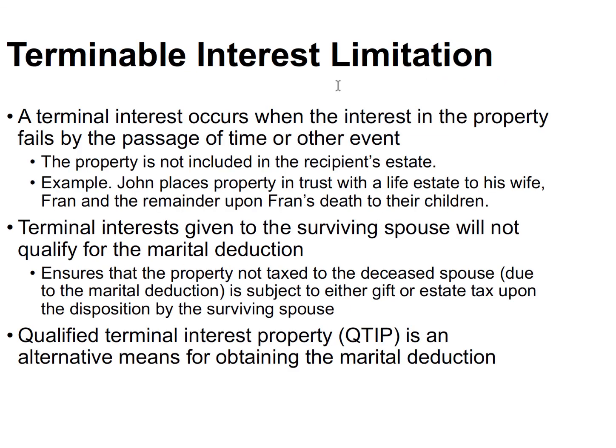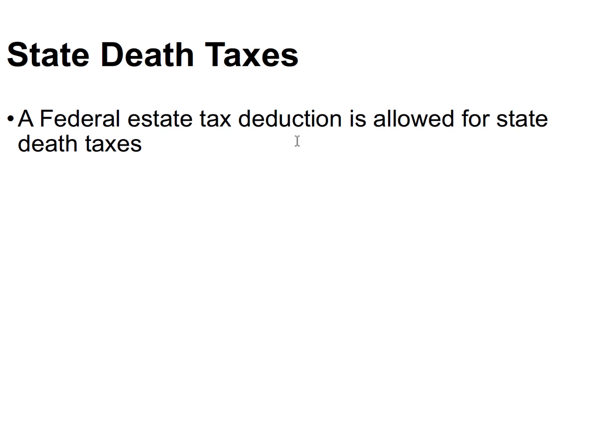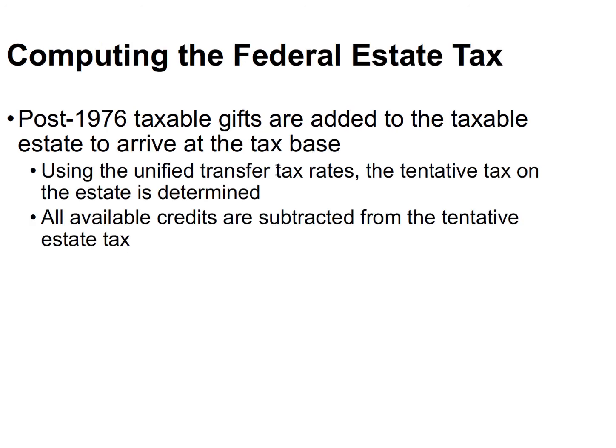A terminable interest limitation. So a terminable interest occurs when the interest in the property fails by passage of time or other event. This is something that we can go in great depth. I just want to mention it briefly, but if you need to look more into this, please do so. That's all I'm going to really mention. State death taxes. So some states like New York, New Jersey have an inheritance tax or estate or gift tax, and you're allowed to deduct. A federal estate tax deduction is allowed for state death taxes. So you're allowed to deduct the federal estate tax on those state death tax returns when calculating. That's an important concept to understand.